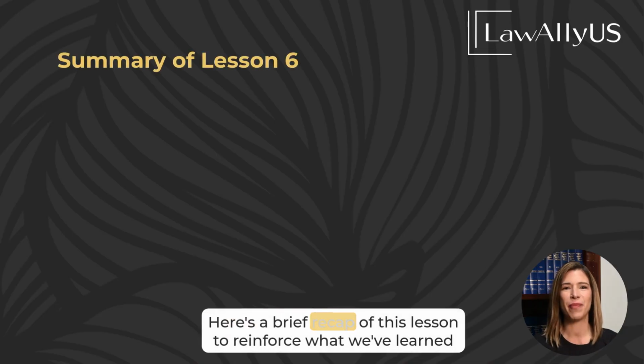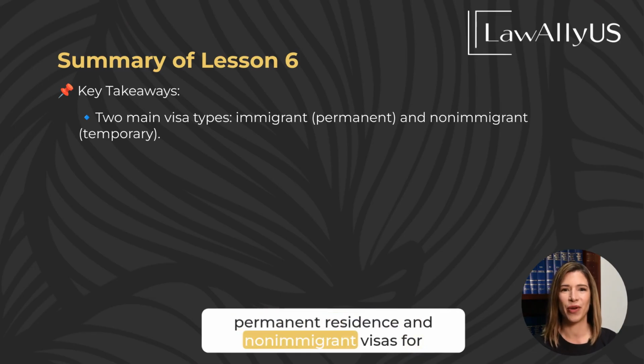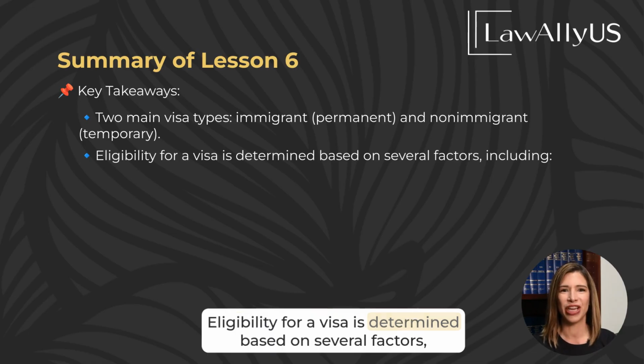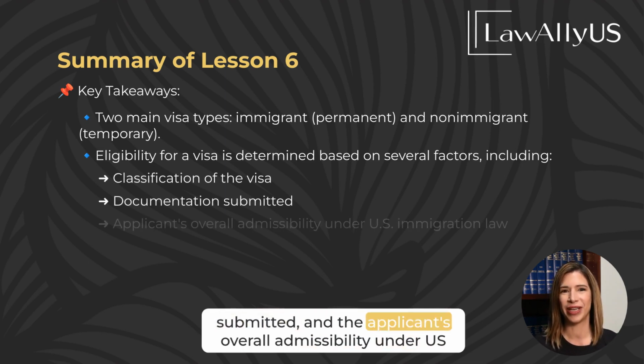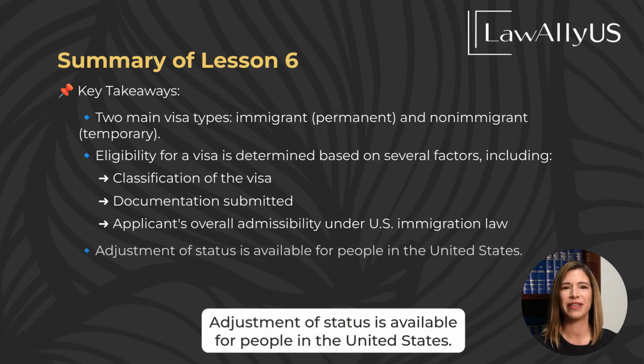Here's a brief recap of this lesson to reinforce what we've learned so far. There are 2 main types of visas: immigrant visas for permanent residence and non-immigrant visas for temporary stays. Eligibility for a visa is determined based on several factors, including the classification of the visa, the documentation submitted, and the applicant's overall admissibility under U.S. immigration law. Adjustment of status is available for people in the United States.